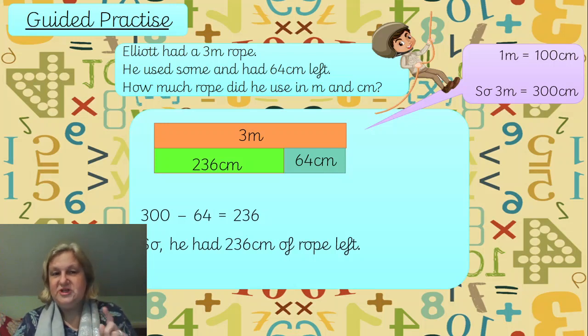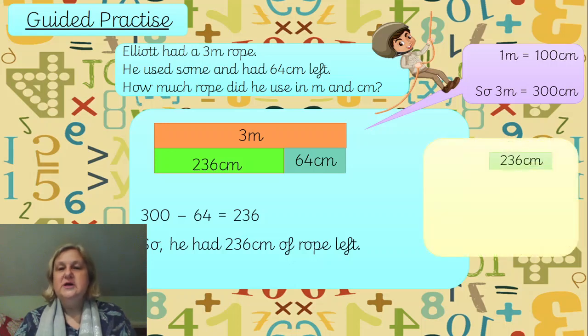but this fussy question writer wants me to put it now back into meters and centimetres. Oh, we can do that. What are we going to use? We're going to use a part whole model.